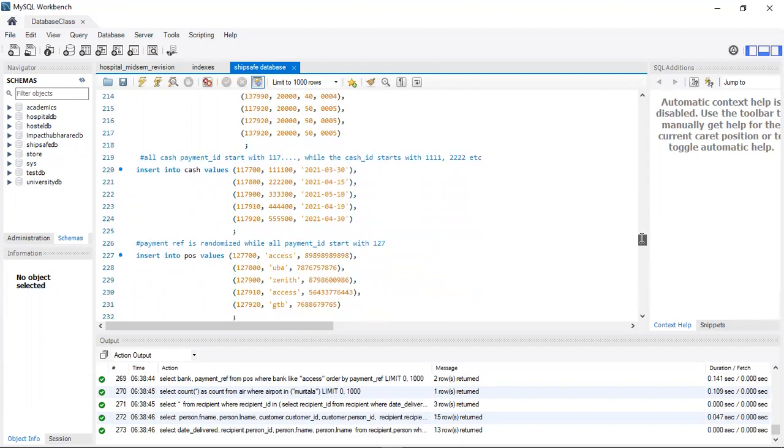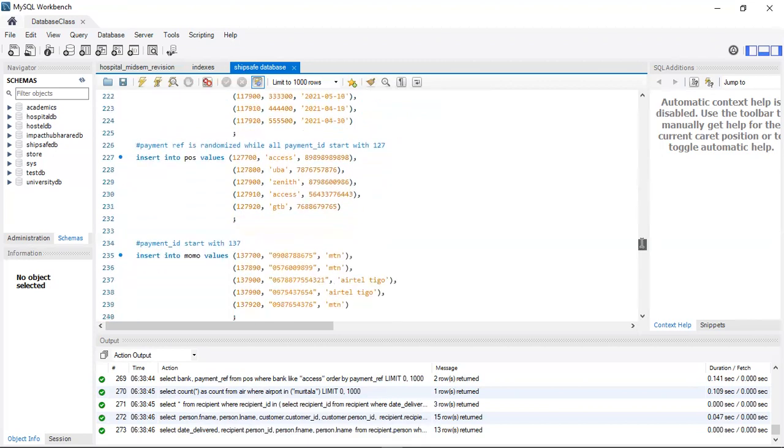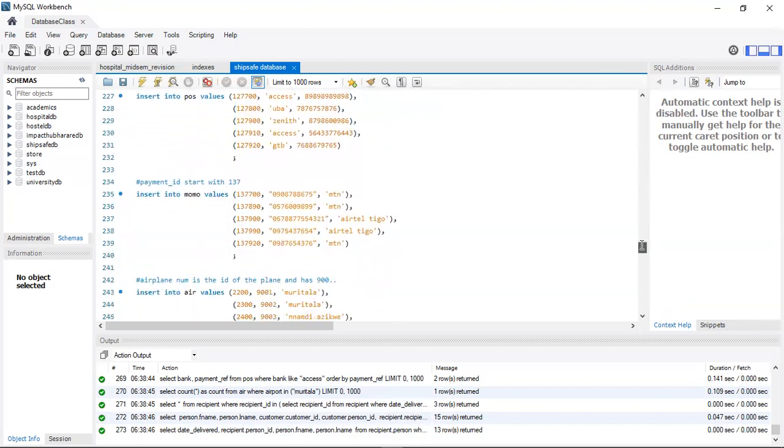The payment reference is randomized, while all POS payment ID starts with 127. The payment reference will come from like the receipt that is printed out with each POS transaction. The payment ID starts with 137. While this phone number here does not represent the actual phone number of the person, or rather the account that was used to pay the money, because that number might not necessarily belong to the recipient or the customer.